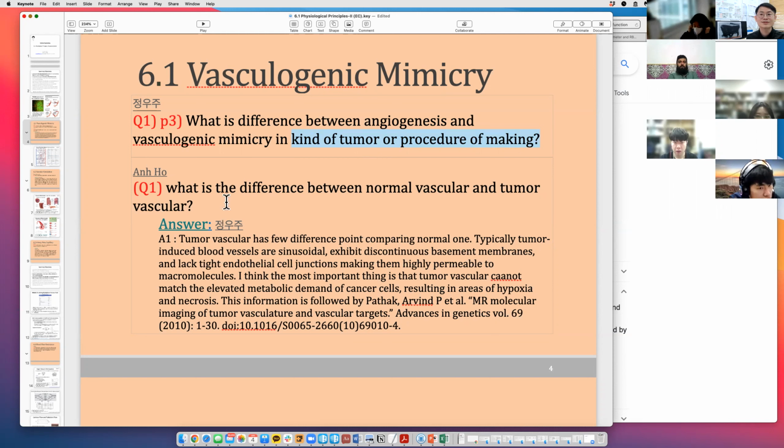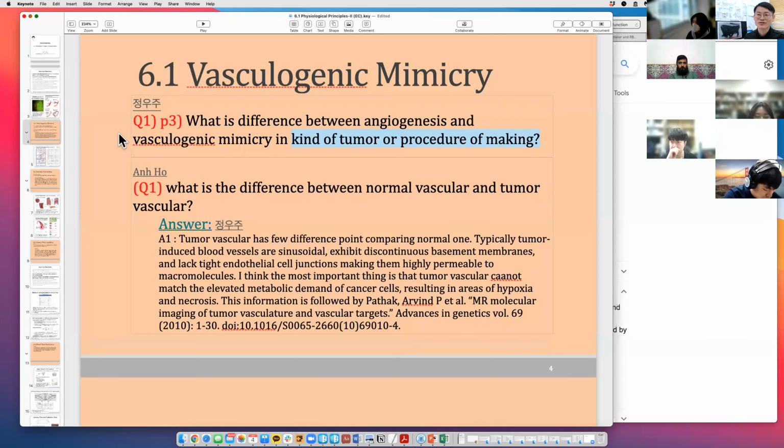In the slide, there are two ways to feed the tumor, as we see. So I just wonder how to differentiate the procedure, I mean, angiogenesis and vasculogenic mimicry. Is there any different kind of tumor? Yeah. Oh, yeah. Okay, I see.